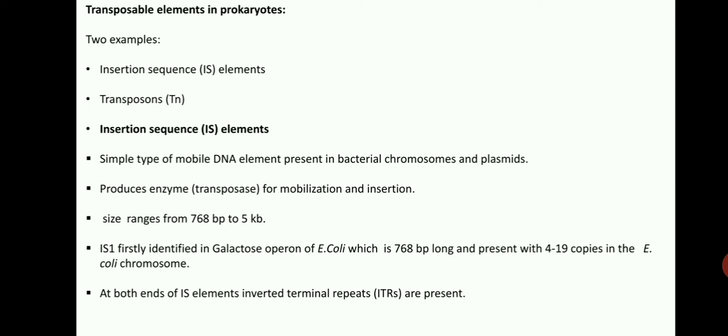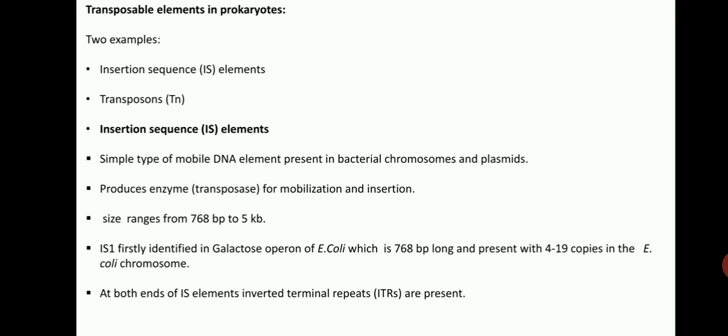They are a simple type of mobile DNA element present in bacterial chromosomes and plasmids, which produces the enzyme transposase for mobilization and insertion. These insertion sequences are the simplest form of transposable element found in prokaryotes. They were first discovered in connection with genes controlling galactose utilization in E. coli. These IS elements are normal constituents of the bacterial genome, so they may be present in the chromosome or in an extrachromosomal genetic element, which is a plasmid.